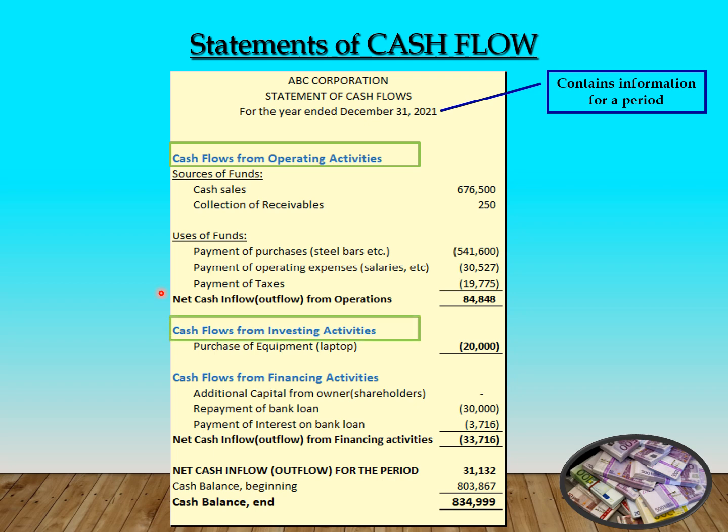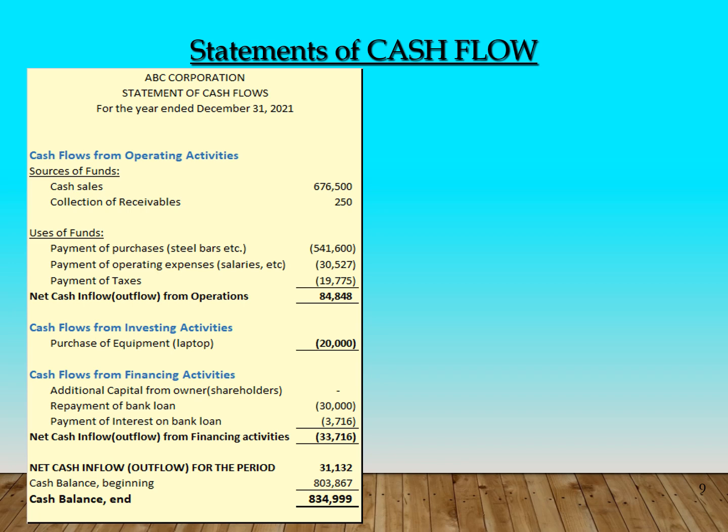Next, we have the cash flows from investing activities. It can be purchase of equipment. Next is the cash flow from financing activities. It will come to additional capital from the owner, repayment of bank loan, payment of interest on bank loan. So to come up to net cash inflow or cash outflow from financing activities. And then we have the net cash inflow or outflow for the period. By adding the cash balance beginning, we will be having the cash balance at the end of the accounting period.